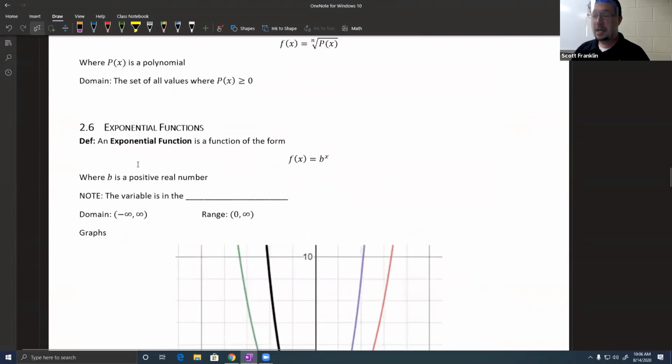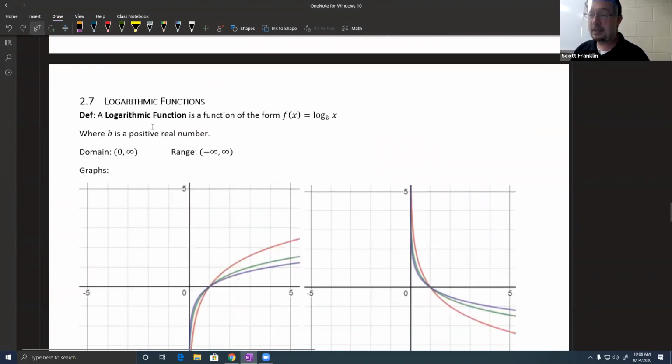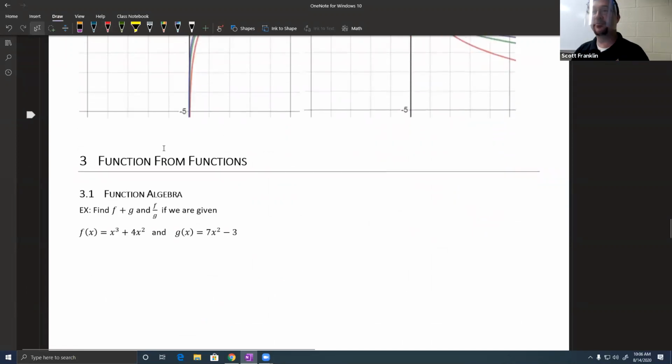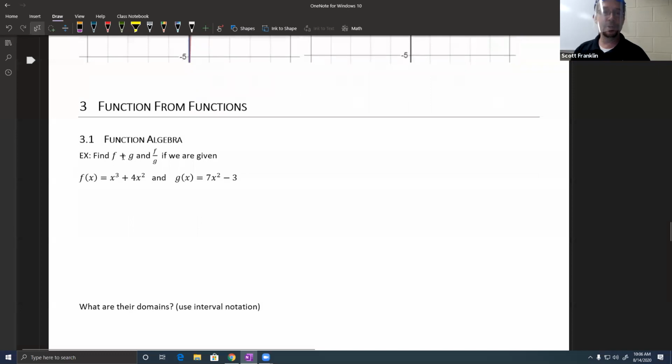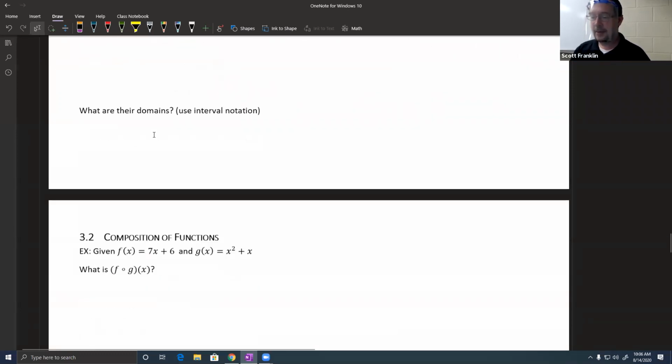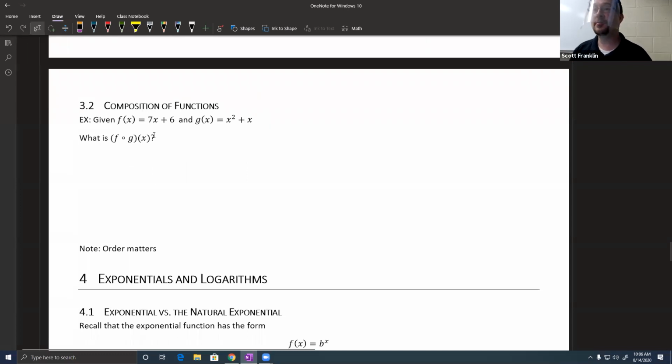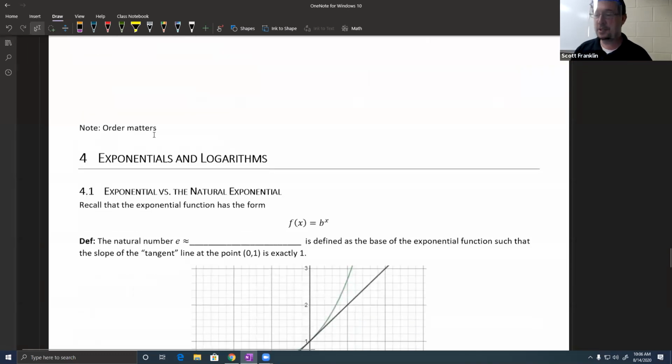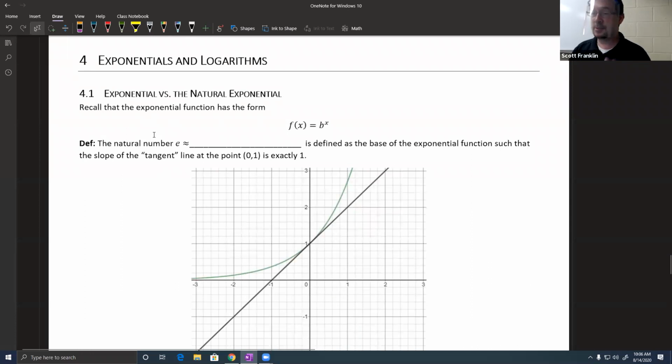After that, functions from functions: how we combine functions to make new functions, like adding, multiplying, dividing, and subtracting. I left that one out. And composition of functions, which is plugging functions into other functions. Then at the end we'll talk about some special functions.